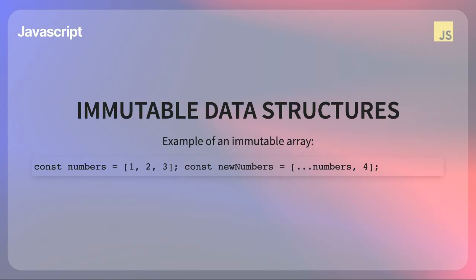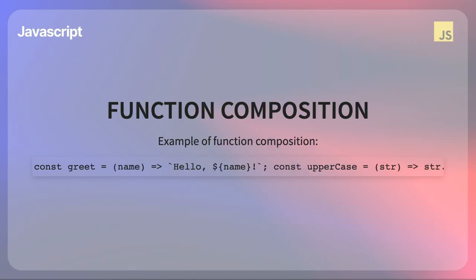In FP, we strive to create immutable data structures. This means that once created, the data cannot be changed. FP encourages the use of function composition to create new functions from existing ones.